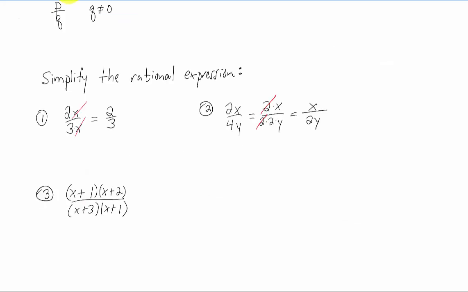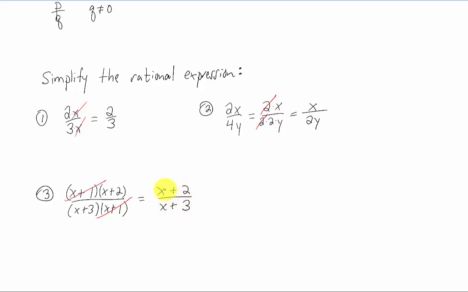Let's keep going. Okay, this one looks more complicated, but what we have are 2 factors in the numerator and 2 factors in the denominator. Are any factors in the numerator the same as factors in the denominator? Yes. x plus 1 in the numerator is the same as x plus 1 in the denominator. They're both factors, so we're allowed to cancel, and what we're left with is simply x plus 2 in the numerator and x plus 3 in the denominator.